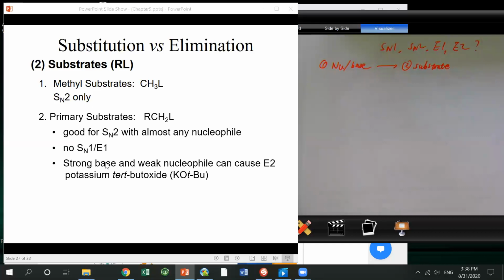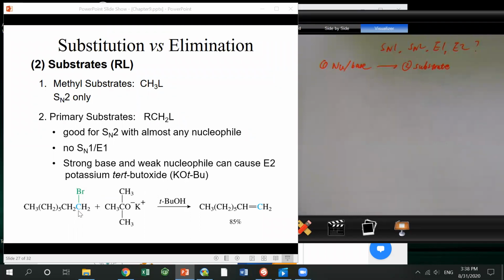And if you want to do elimination, the only possibility is to use a very bulky base, so a strong base but weak nucleophile, so that you can do the E2 reaction for a primary substrate. That's the only situation. Right, so the example shown here: we have this terminal bromide. Normally only an SN2 reaction, but if you use a bulky base, like here t-butoxide, you get the E2 elimination product as the major product.